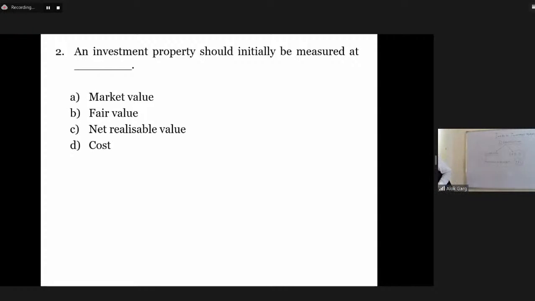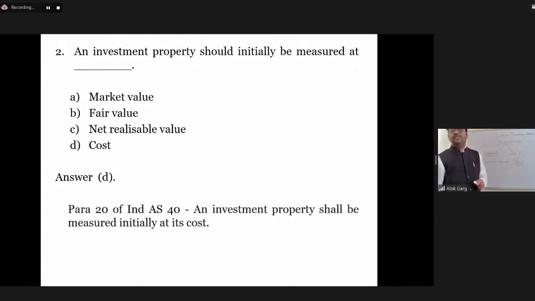So 3 students have replied. Chavi is saying fair value. Chavi, that is not correct. An investment property should initially be measured at cost. So D is the right answer. It has to be measured at cost. Okay. So I told you that the investment property shall be initially measured at cost.